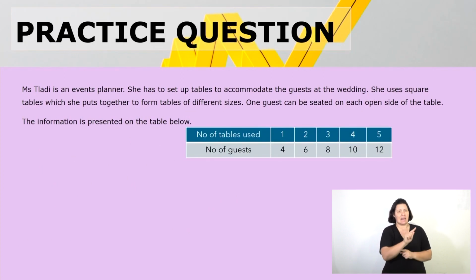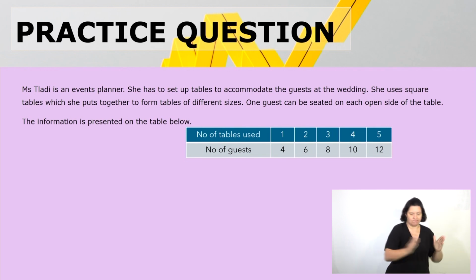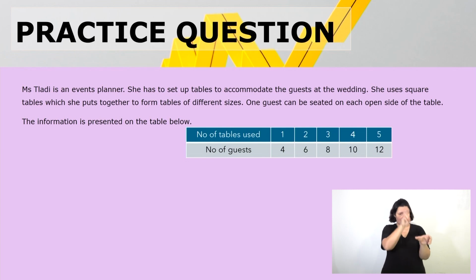Miss Tladi is an events planner. She has to set up tables to accommodate the guests at the wedding. She uses square tables, which she puts together to form tables of different sizes. One guest can be seated on each open side of the table. The information is presented on the table below.